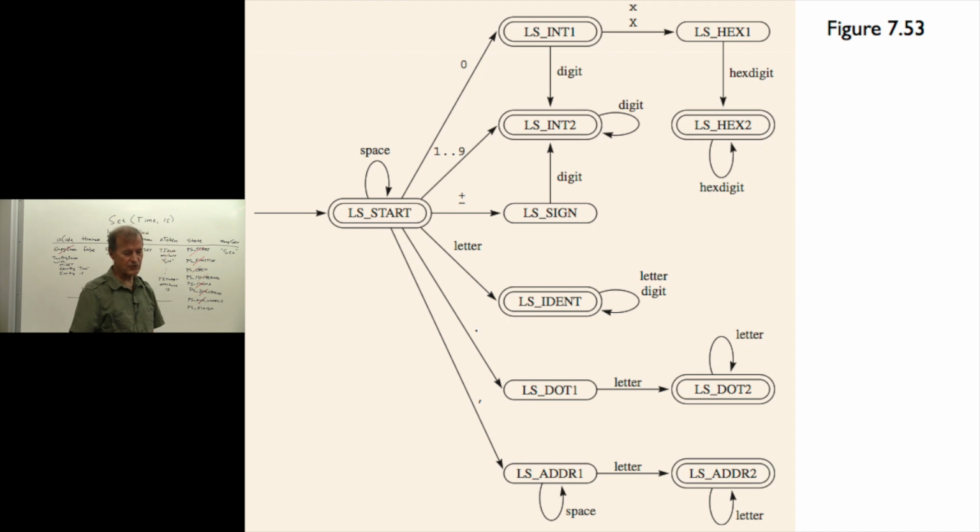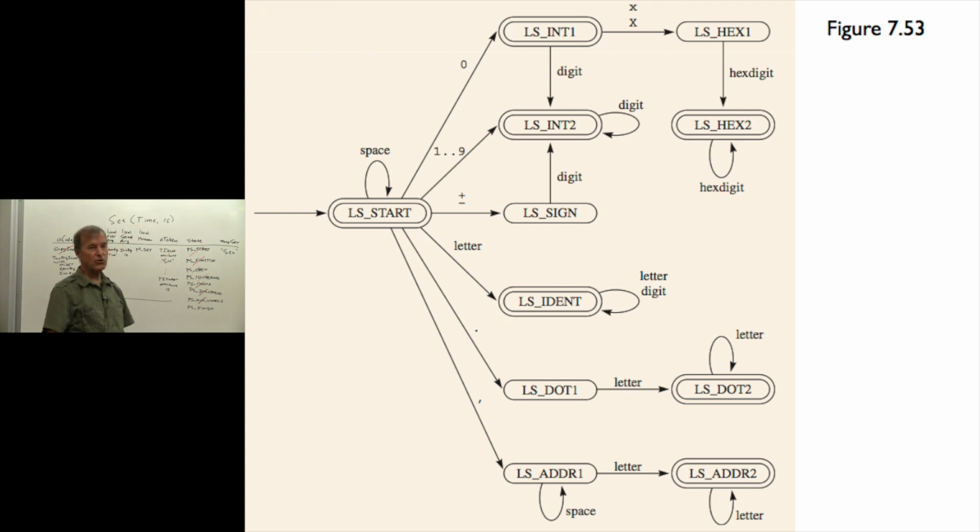Okay, let's go to figure 7.53 and see what happens, and addressing. Yes, okay, that's a good question. So let's take a look at figure 7.53. How do we get an addressing mode? We start at ls start, we get a what? Comma, that takes us to what? ls addressing 1, then we can have any number of spaces after that, and then a letter will take us to ls addressing 2, and then some letters too, and so we wind up in ls addressing 2.